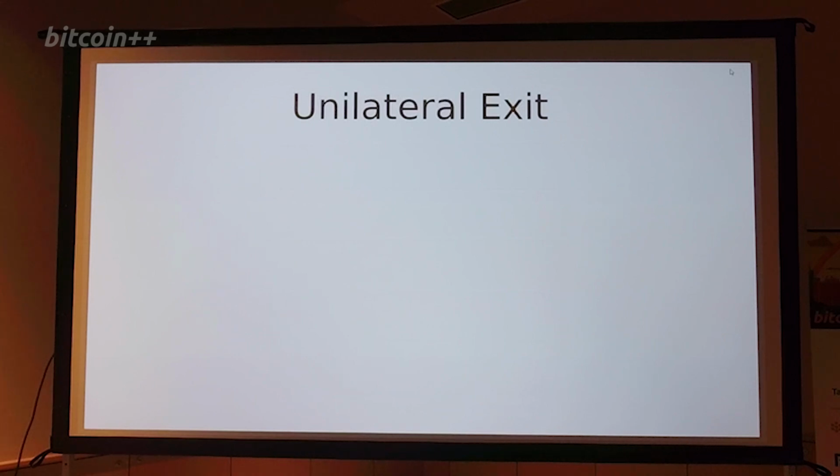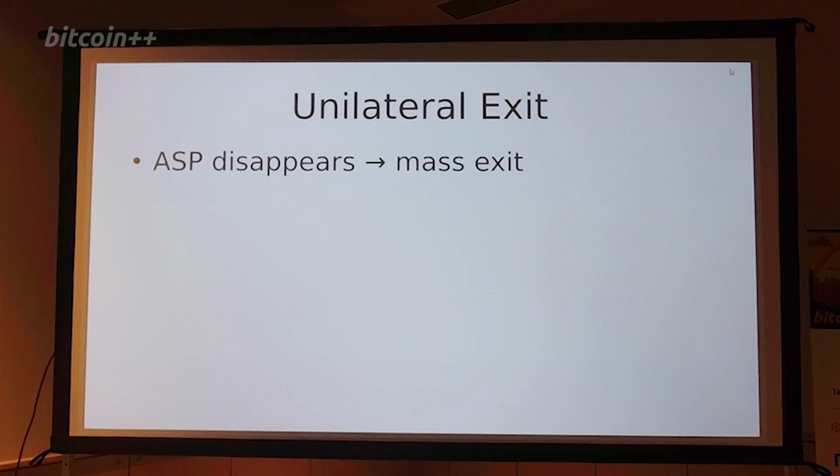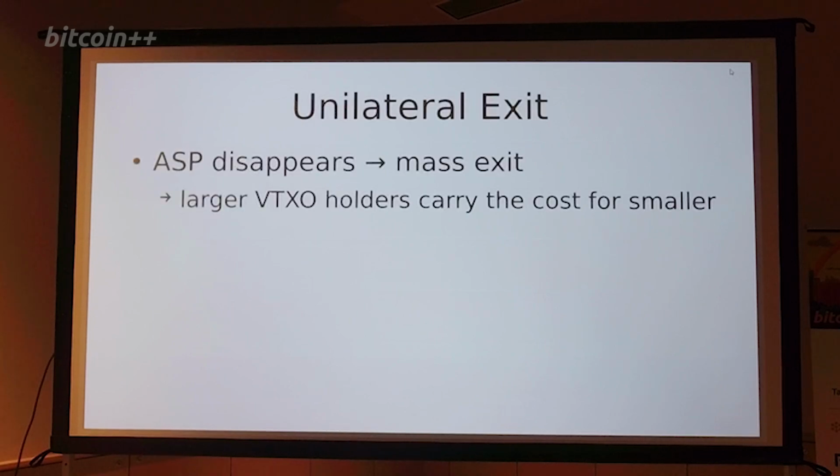So the last thing that I want to talk about is the unilateral exit problem, right? There are two cases where a user might want to unilaterally exit. One is if the ASP disappears, like it just goes out of business, loses its keys or something, or burns, and then suddenly the whole ARC needs to get on the chain and get all their money back. So this is obviously a disaster scenario. It's going to create a whole lot of transactions in the mempool, but because these trees are shared by all these people, it means that the people with larger amounts in their leaves are going to have an incentive to pay higher fees for their branches.